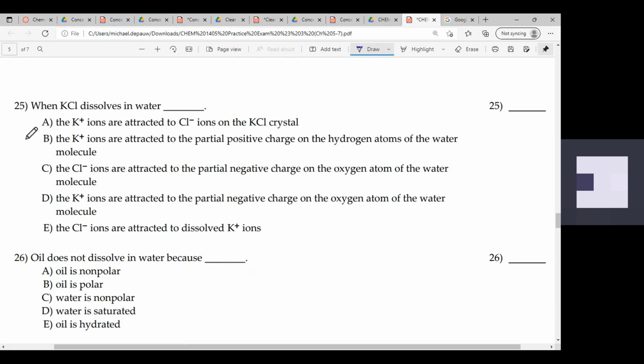So what's the best description based on that image you just saw? What's the best description of what happens when KCl dissolves in water? K plus ions are attracted to Cl minus ions in the KCl crystal. Now that would be true if it was insoluble, if it didn't dissolve. But KCl dissolves, and it actually says it dissolves here.